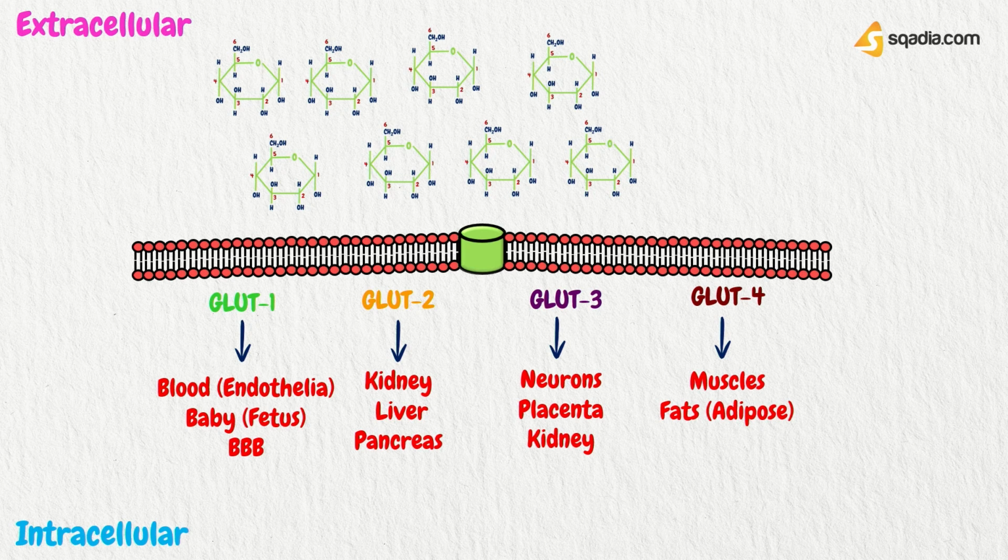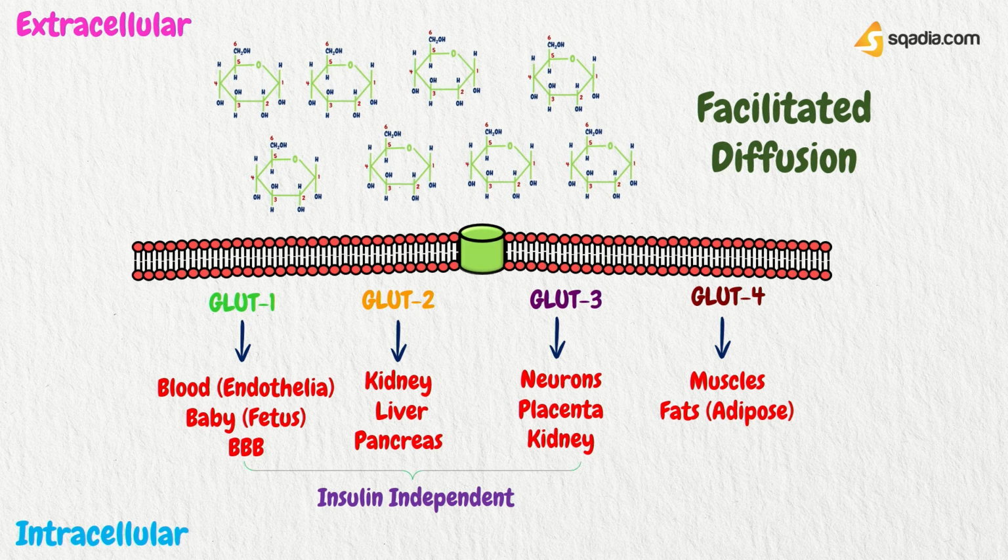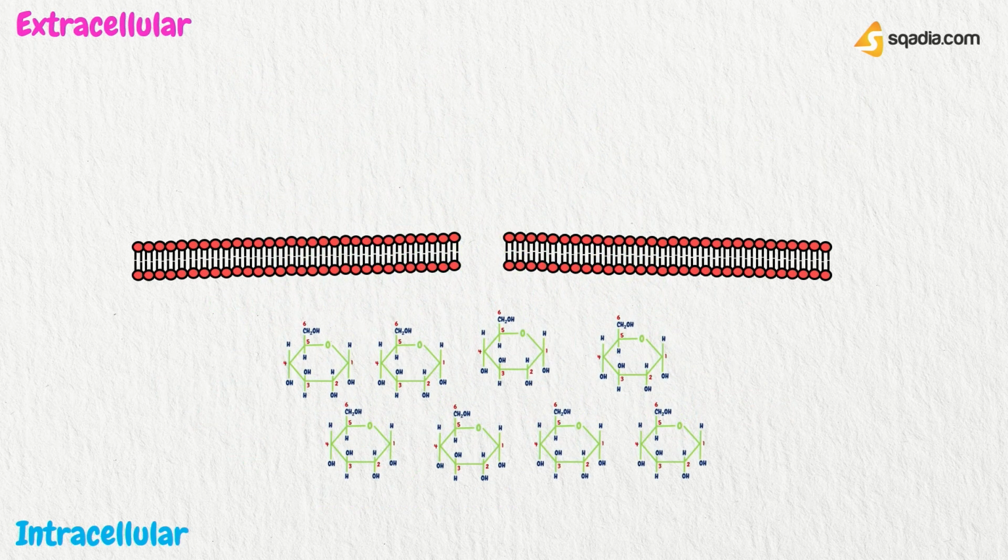The first 3 receptors, GLUT1, GLUT2, and GLUT3, are all insulin independent. They're not going to be influenced by insulin. However, GLUT4 is influenced by insulin, and its expression is proportional to insulin levels. This process, through which glucose molecules enter the cell, is known as facilitated diffusion.